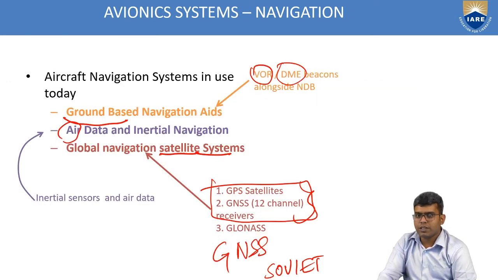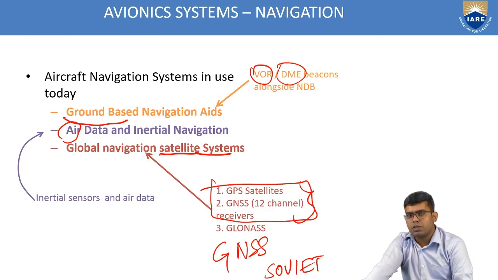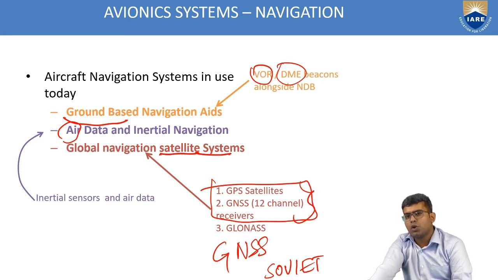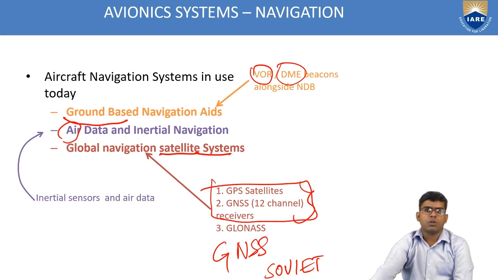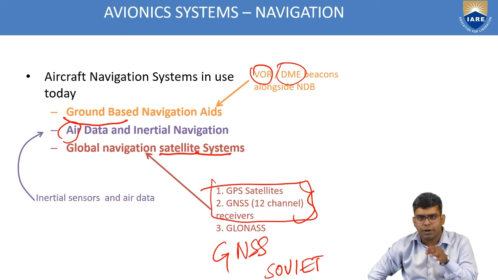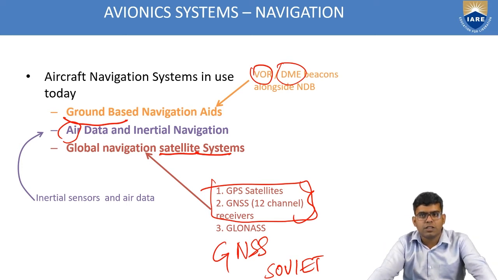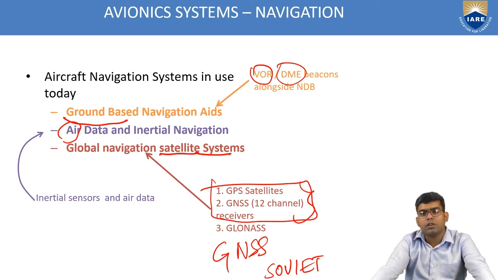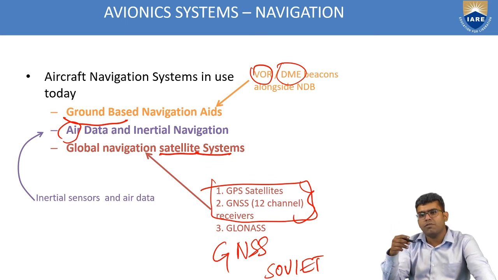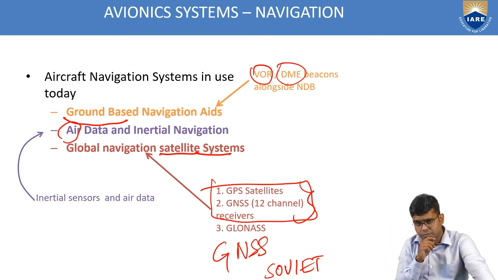So first things first, I have ground-based navigation systems, air data and inertial navigation systems, and also global navigation satellite systems. Ground-based navigation systems are the ones which rely on beacons that are present on Earth, on land. The second kind is the air data and inertial navigation system, where I purely rely on the onboard sensors that I have on my aircraft.